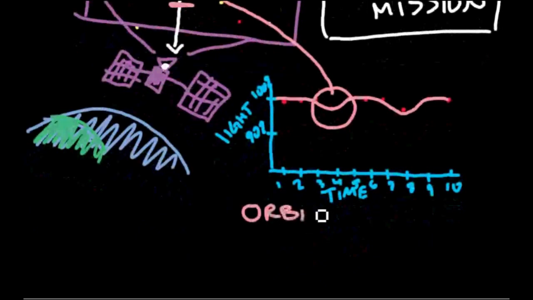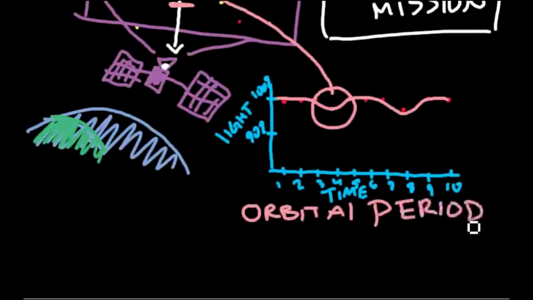Orbital period. Now, another word for this is its year. So the Earth has an orbital period of 365 days. That's how long it takes it to get around its sun. This hypothetical planet, that's going around this star, would have a year or an orbital period of 4 days.